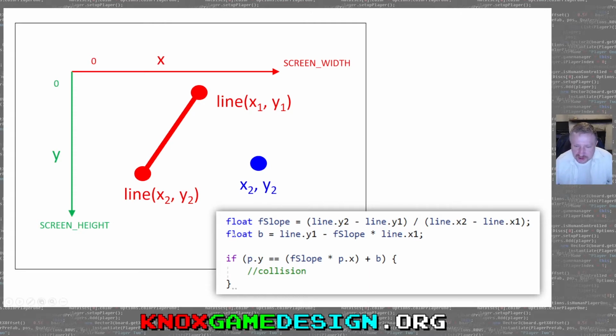And then to calculate the b value, we just use the y equals mx plus b, but subtract off the mx from y, so we get b equals, and we take the y value of one point on the line, then subtract off the slope times the x value. So that gives us our b value. Then to find whether the point collides or not, we plug in the point value for y. If that equals the slope times the point value for x plus b, then it collides.